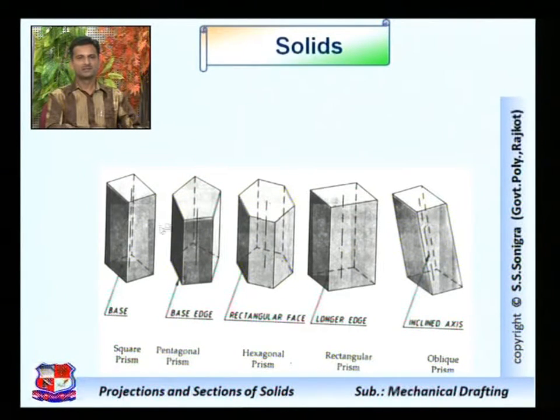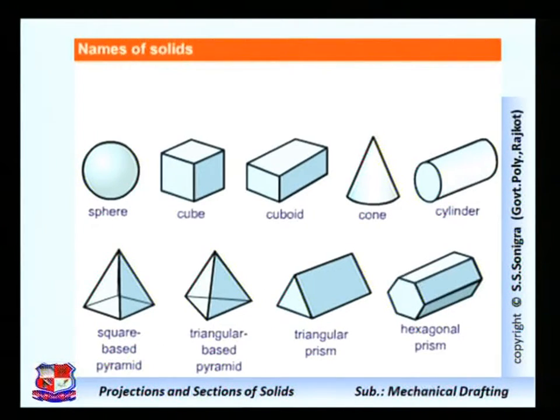Say this is a square prism, pentagonal prism, hexagonal prism, rectangular prism, and oblique prism, in which the axis is inclined to the base. It is not at a right angle to the base, so those solids are called oblique prisms or oblique solids. These are the solids: sphere, cube, cuboid, cone, cylinder, and square based pyramid, triangular based pyramid, triangular prism, and hexagonal prism. So these are various solids which we will study in today's discussion.